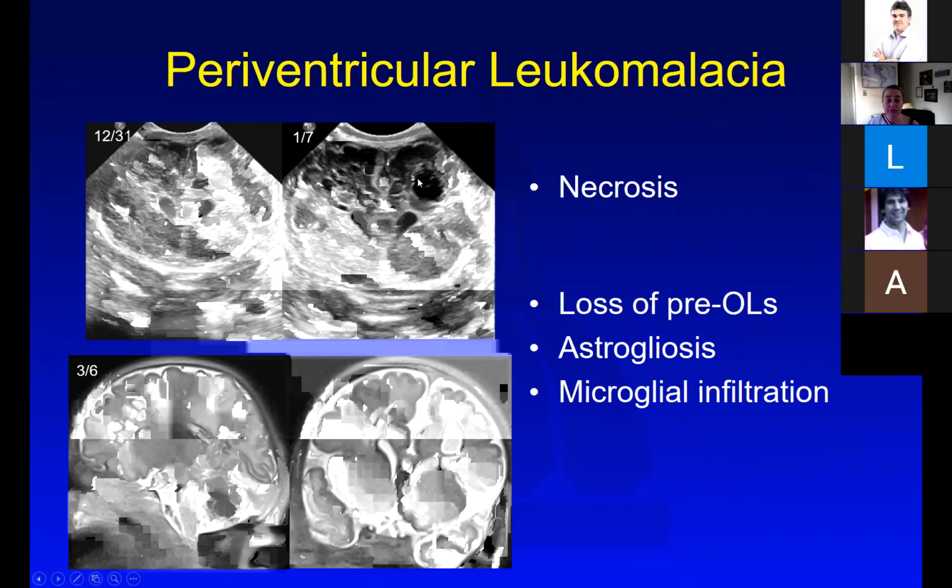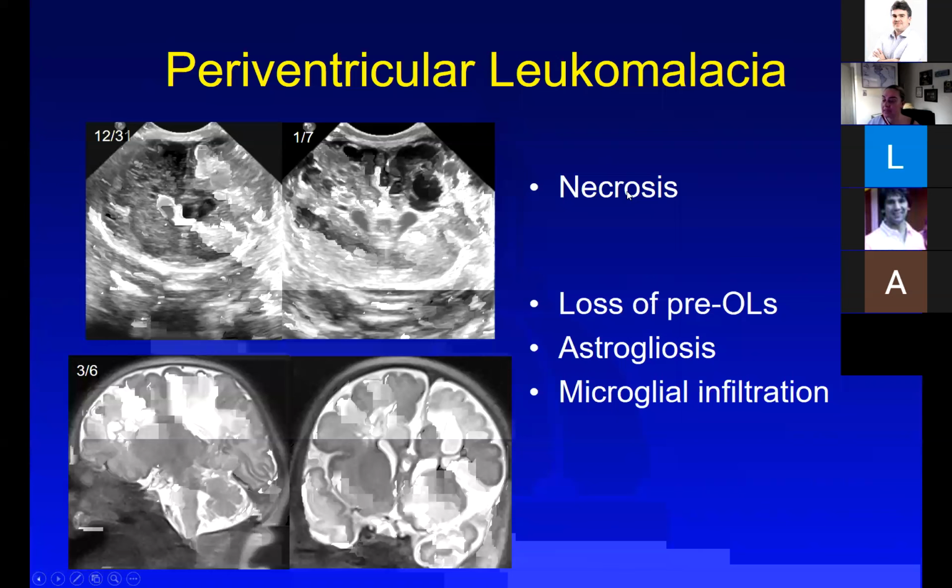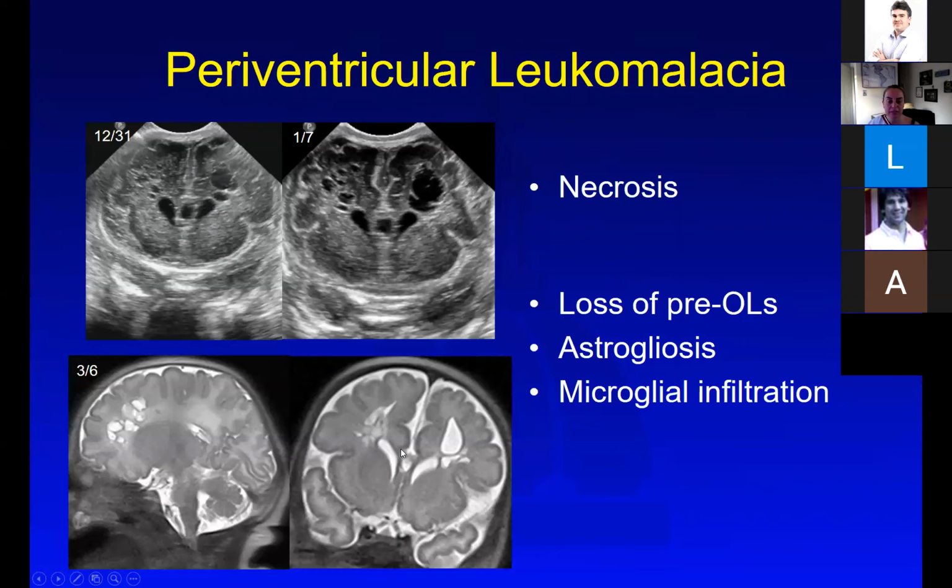This is another infant. Obviously, these cystic areas in the periventricular leukomalacia represent necrosis, cell necrosis. And in these areas, the pre-oligodendrocytes would be lost and gone. There would be diffuse astrogliosis and microglial infiltration. So the white matter in these areas would be severely injured. The size of these cysts in this infant was quite striking, one of the largest we have seen in our patient population.